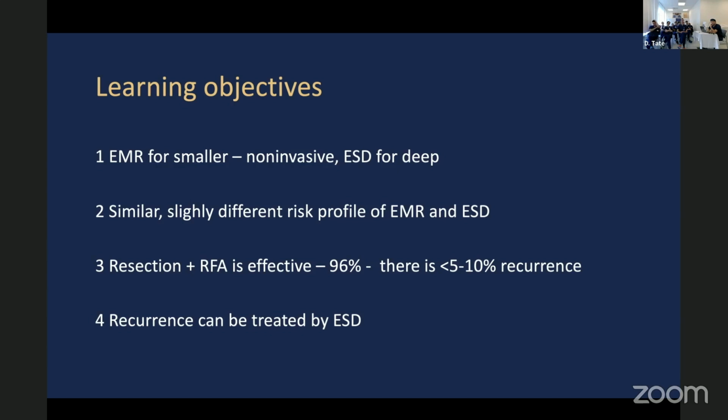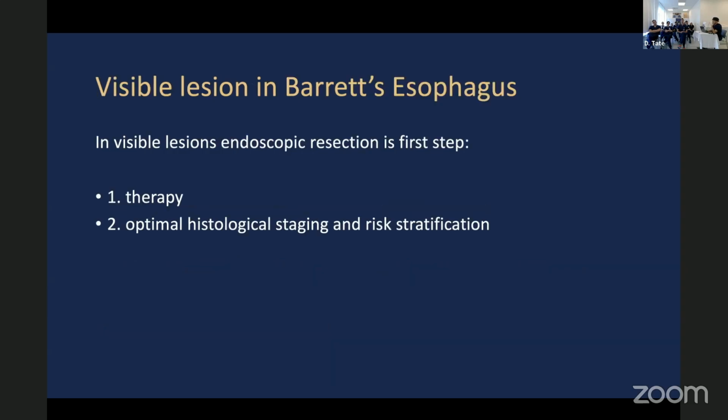You have EMR, you have ESD, you have the different risk profile of those. You have the fact that RFA, radiofrequency ablation, or cryoablation in its more, almost not really much evidence, but some coming up form, is pretty effective. And how does that fit in? And you have recurrence of cancer, dysplasia after the other therapies, and how can they be treated?